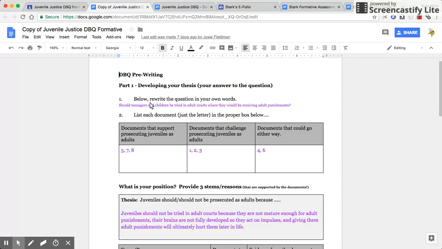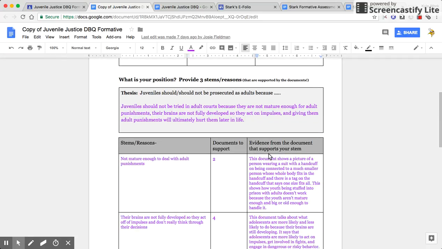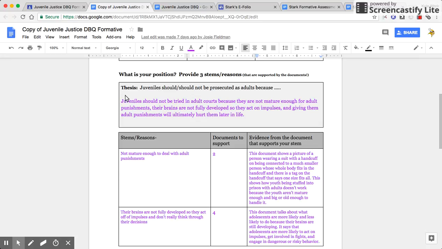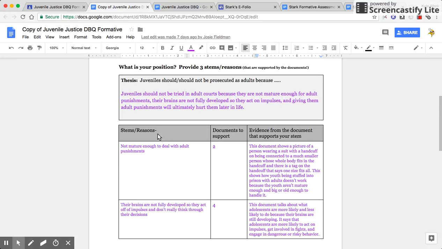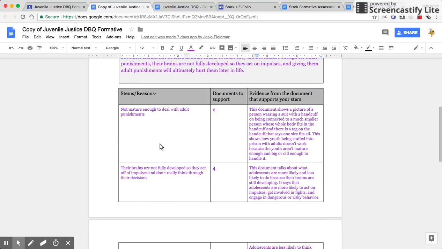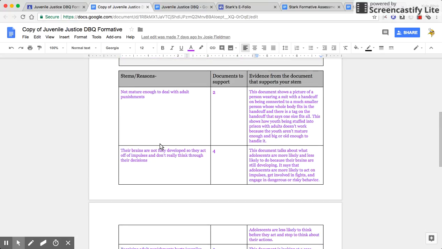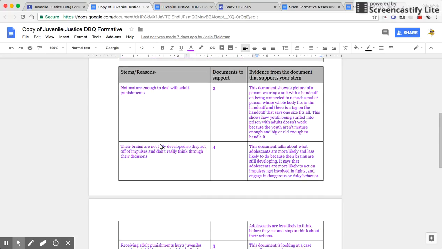Basically, this doc asked them to rewrite the question in their own words. And then it asked them to sort the documents based on whether the documents support them being tried as adults or go against it. And once they can go either way. And then they had a thesis. And within that thesis were 3 reasons for whether somebody should be tried as an adult or as a juvenile.